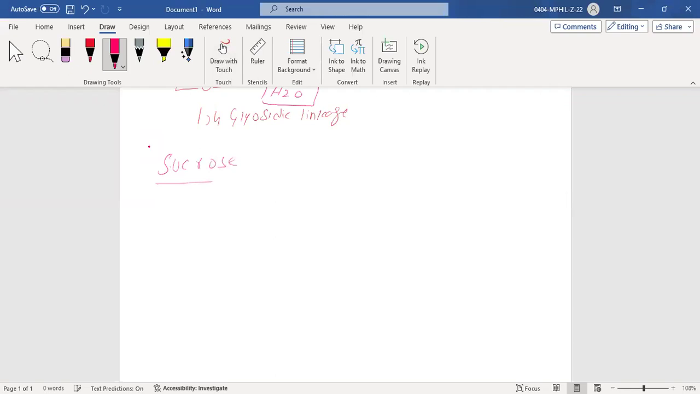Sucrose. And in this sucrose, you will have glucose plus fructose.